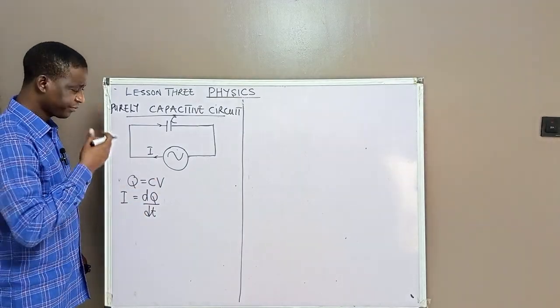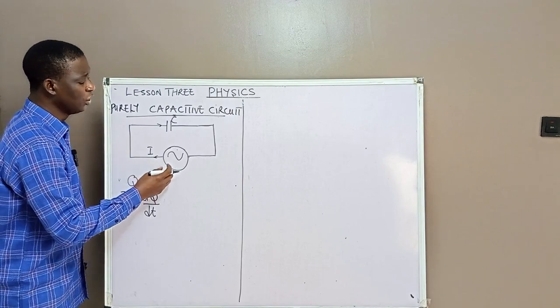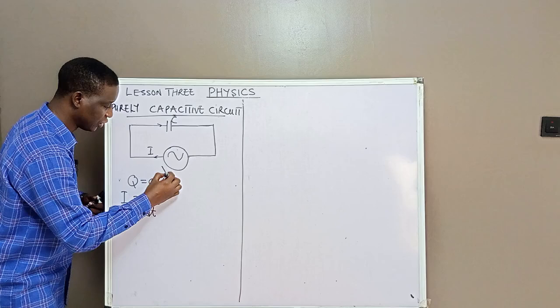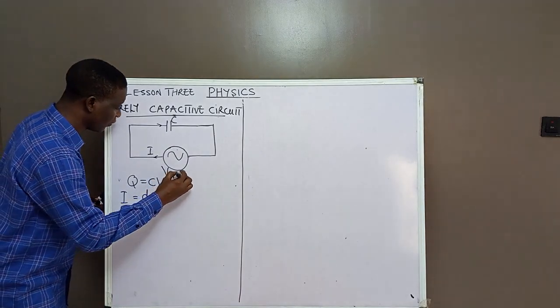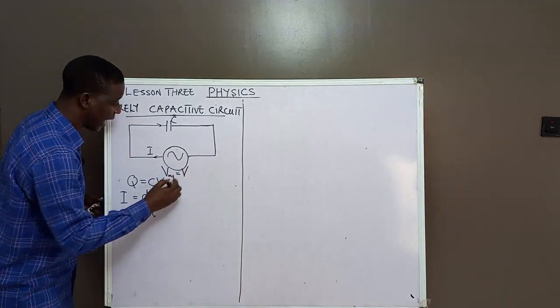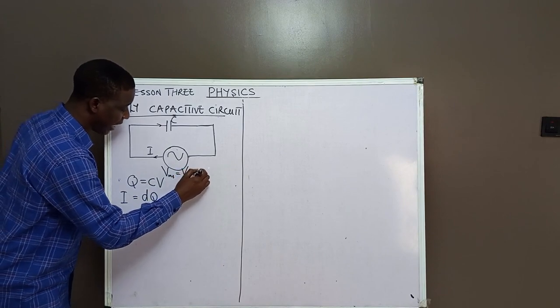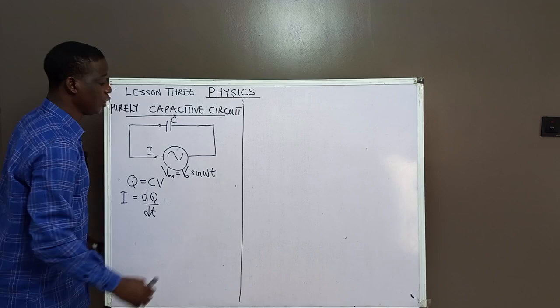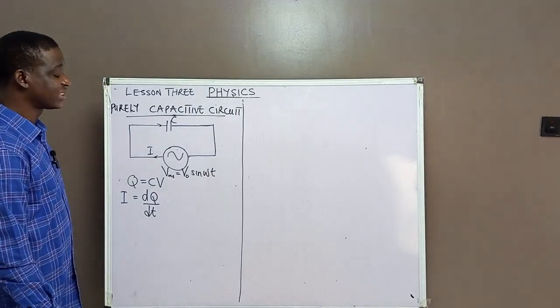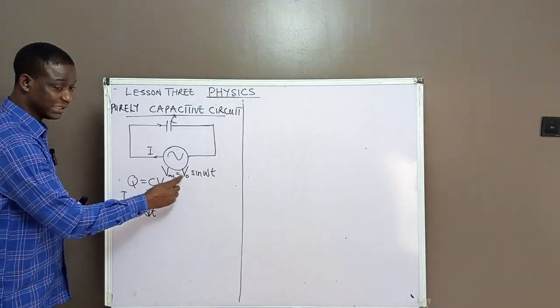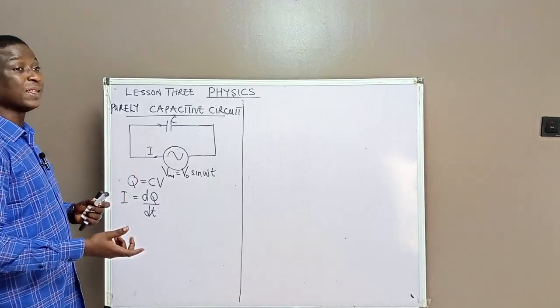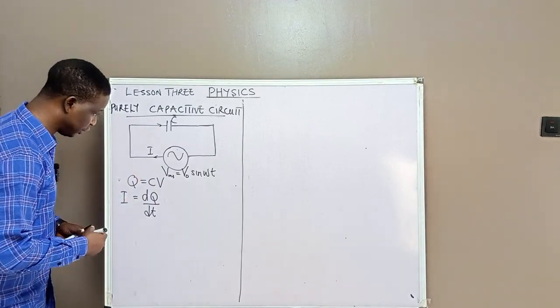Now look at the board. There's something I want to show you also. The source has a voltage. The instantaneous voltage of the source, or the voltage supply at every time, is V at the point in time, V = V naught sine wt, where V naught is the maximum voltage, or what we call the peak voltage or amplitude voltage.